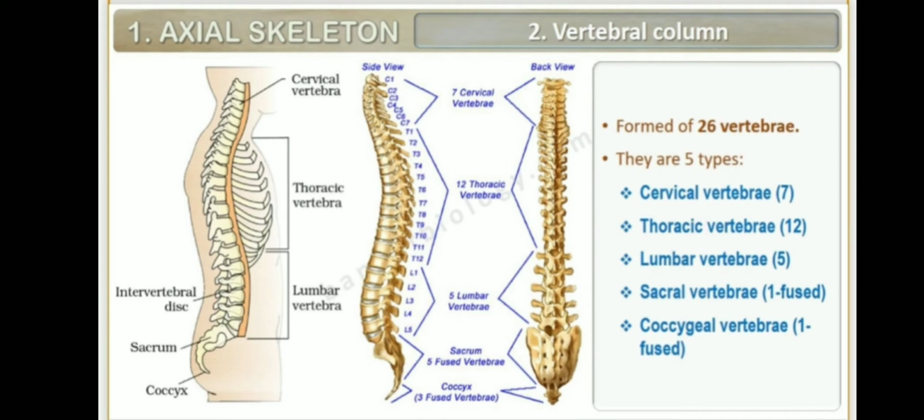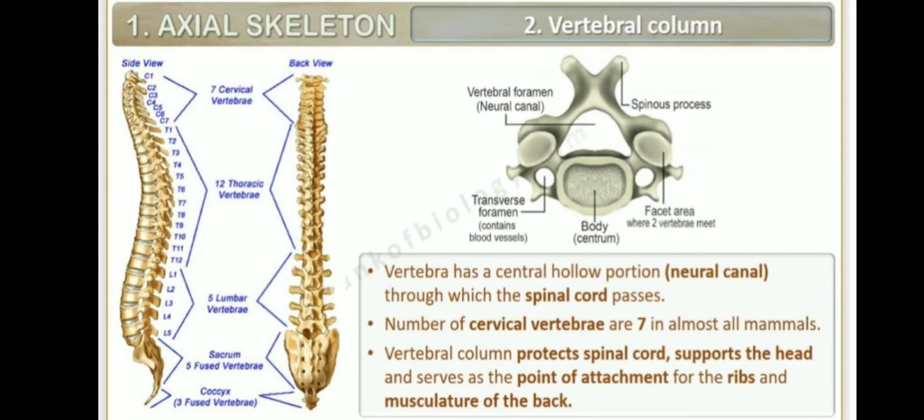Our vertebral column is formed by 26 serially arranged units called vertebrae and is dorsally placed. It extends from the base of the skull and constitutes the main framework of the trunk. Each vertebra has a central hollow portion, the neural canal, through which the spinal cord passes. The first vertebra is the atlas, and it articulates with the occipital condyles.